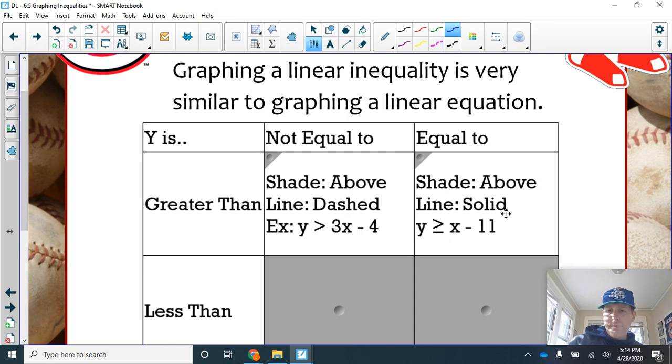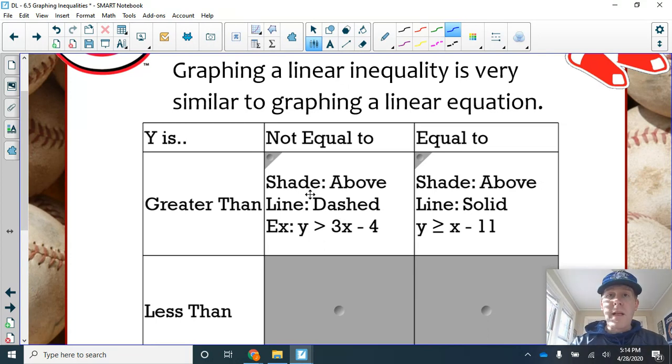and solid, okay? So the reason we change the type of line is it tells us if points on that line are solutions or not. So if it's greater than, not equal to, that means that points on the line are not solutions, and we show that by using a dashed line. Guys, think back to when we did this in chapter 3.